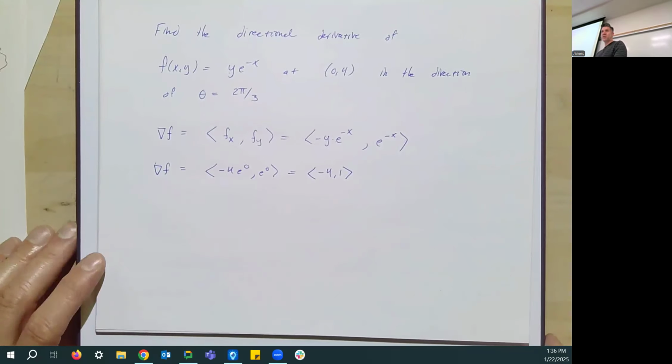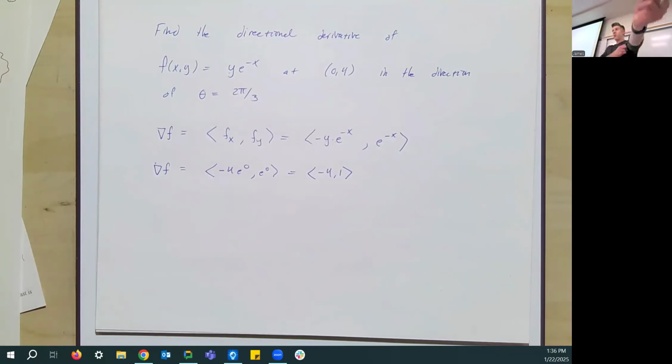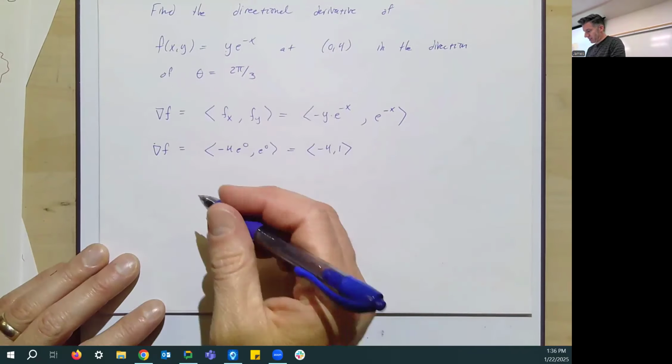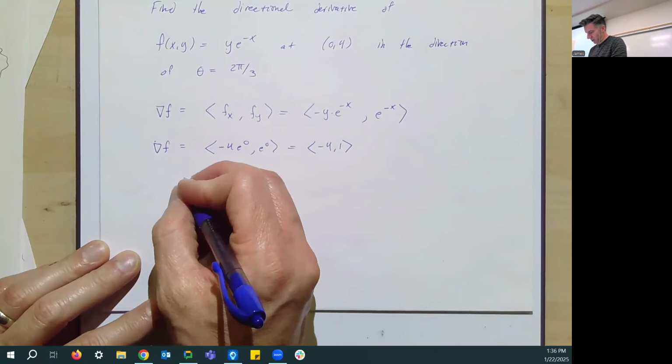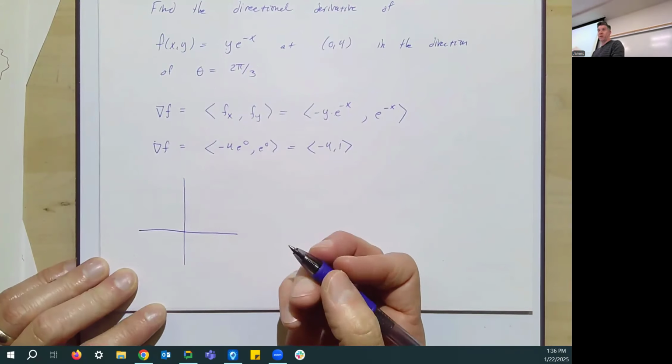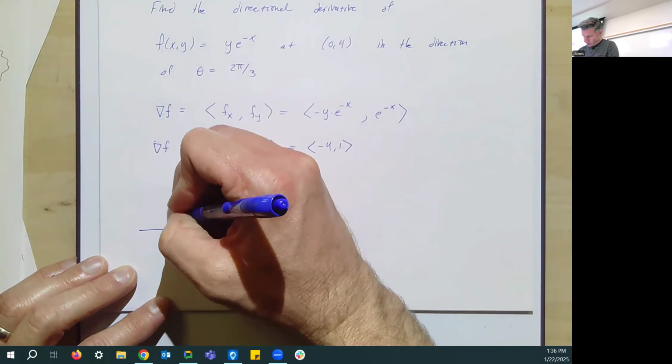Now, for the unit vector in the direction we're traveling in, there's actually an easy way to do this, I feel like, but let's talk about it. My angle is 2 pi over 3, or 120 degrees. So we're kind of going in this direction here.